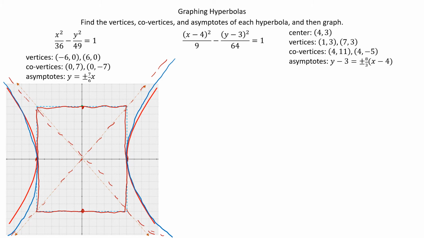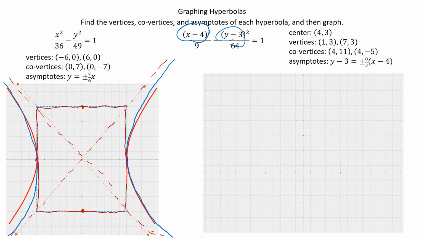Notice that the y minus 3 is there, the x minus 4 is there. Those pieces go straight into that equation. So we have center 4, 3, 1, 2, 3, 4, 1, 2, 3, our center. And then vertices, we go over 3, 1, 2, 3, 4, 5, 6, 7, go up and down 8. Make our box. Make asymptotes.